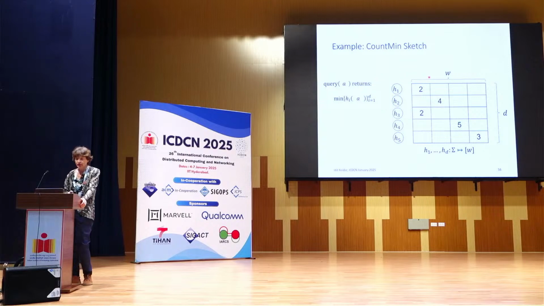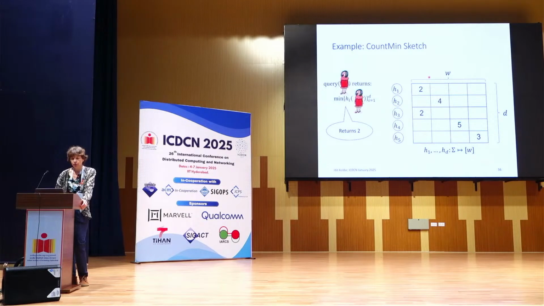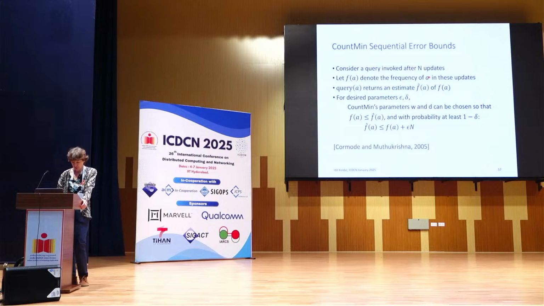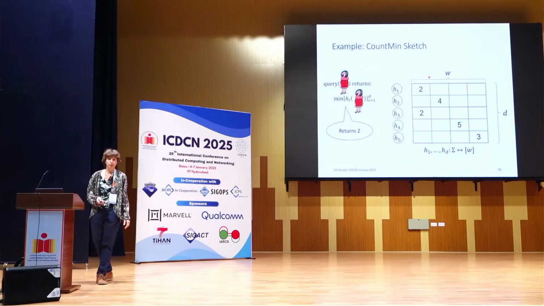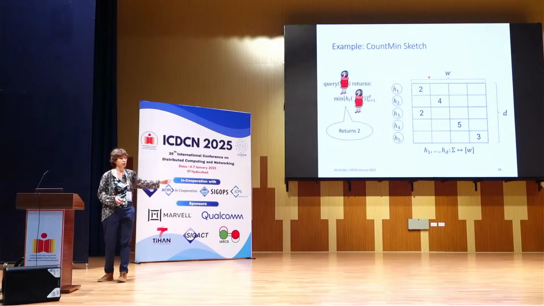The query goes like that. When you query for an item A, you hash it 5 times, or D times, and you take the minimum, the cell with the minimum counter. So, for example, in this case, the minimum counter is 2, because one of them is 2.